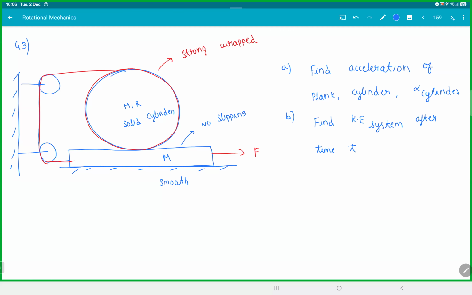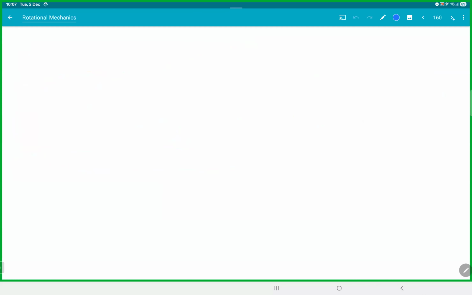Let's see the FBD. R by 2, for sure. No. Right, Aditi. That was right. Have some confidence in it. You tell the answer and then you say no.